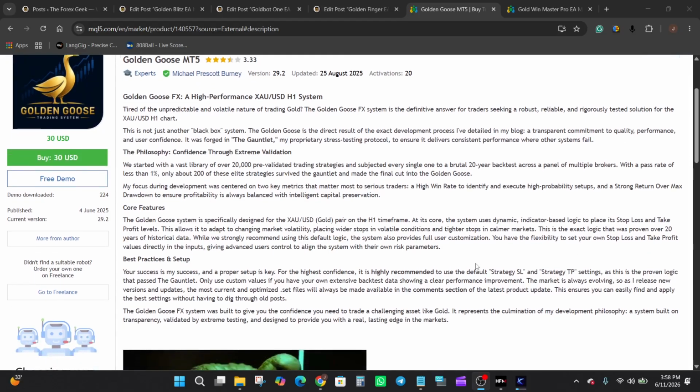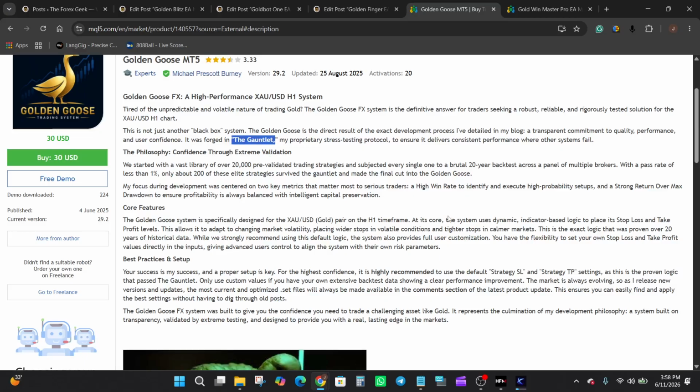Moving down into the description, the EA is called Golden Goose FX, and it is designed specifically for XAUUSD on the H1 time frame, which means it's focused on gold trading using a 1-hour chart structure. What stands out immediately is the way the developer positions the system. It is not presented as a simple automated robot, but rather as a product of a very strict validation process called the gauntlet.